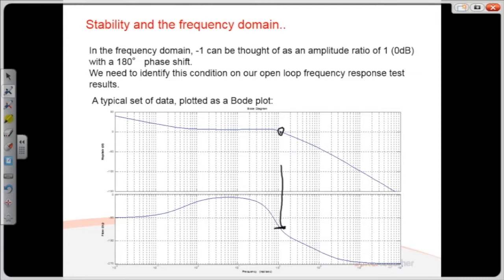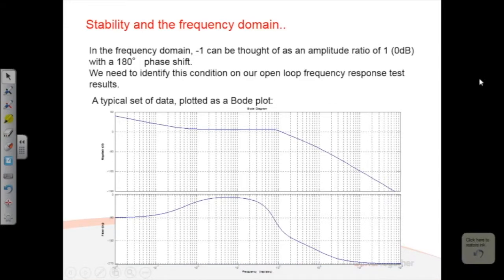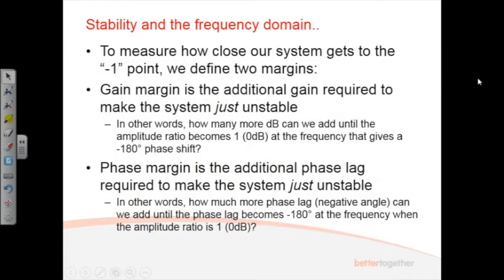That's a good thing. Let's ask the question a different way. When the phase shift is -180, what's the amplitude? And in this case it's less than 1. So that also sounds like good news to me. We need to measure that. And the things that we use to measure it are called the gain margin and the phase margin.